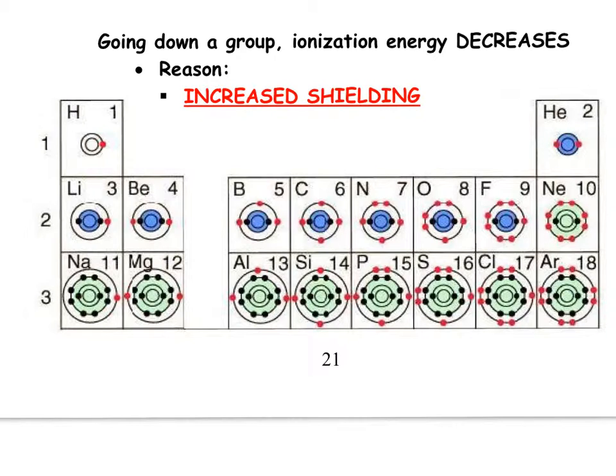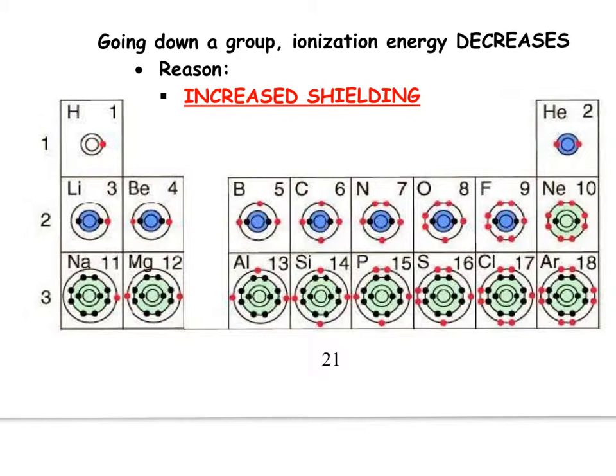Alright, so we got another little diagram here. Going down a group, ionization energy is going to decrease. Why do you think it's going to get cheaper and cheaper to buy an electron from an element as you go down a group? The reason is that those electrons are getting further and further away from the nucleus. And you've got these electron rings that are not valence shells. They're kernel electron rings that are inside, and they are shielding the protons from those outermost electrons.